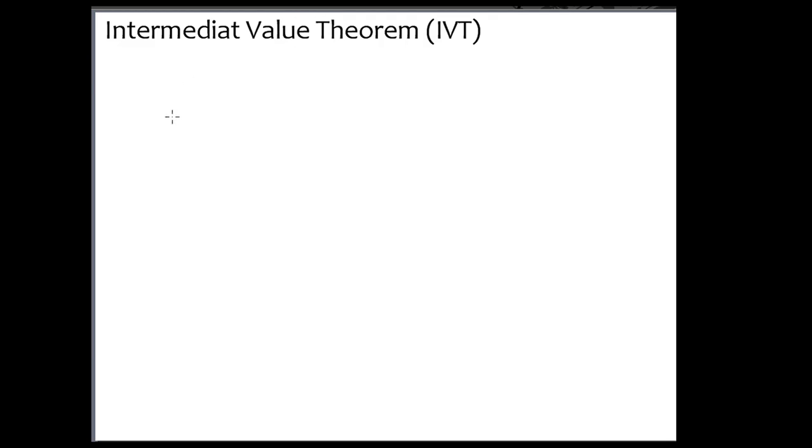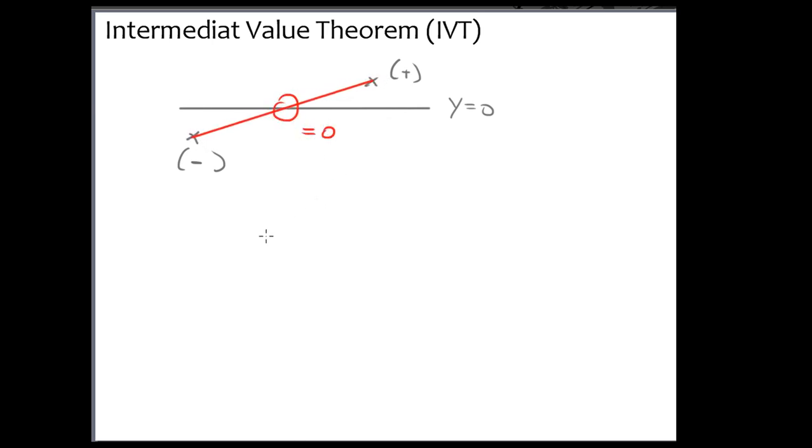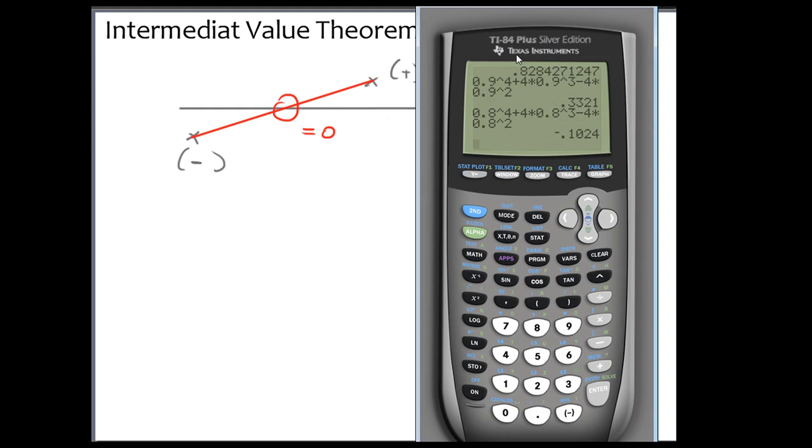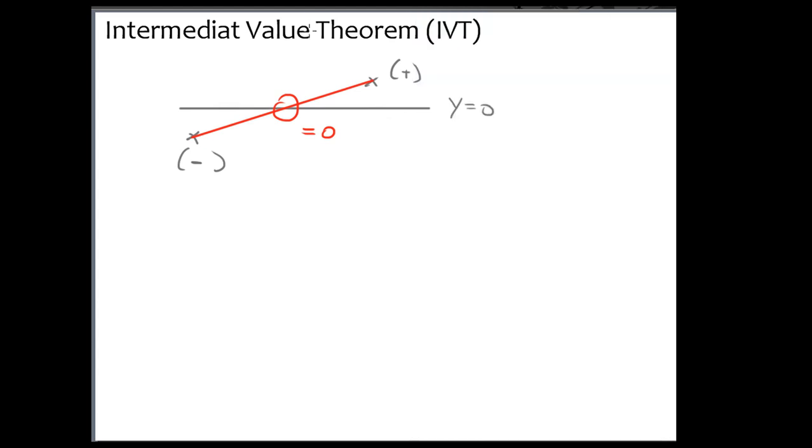So the intermediate value theorem says, here's the line y equals 0. If over here I'm less than 0 and over here I'm greater than 0, then somewhere in between I must be equal to 0. That's the intermediate value theorem. So I know that between 0.8 and 0.9, between where it's negative and where it's positive, this function f of x must be equal to 0. Otherwise, it just kind of jumps.